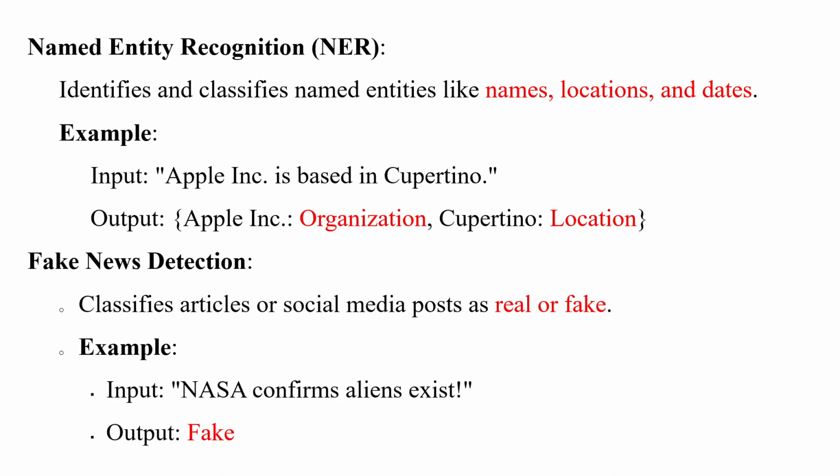And fake news detection, we can classify whether the news posted on social media is real or fake. For example, "NASA confirms aliens exist now." The output is fake news. So there also we are using text classification for assigning labels to produce the output to the user.